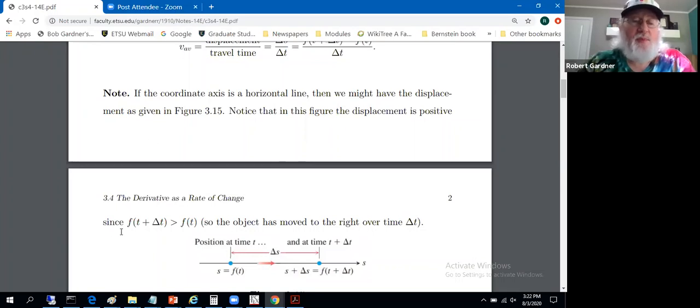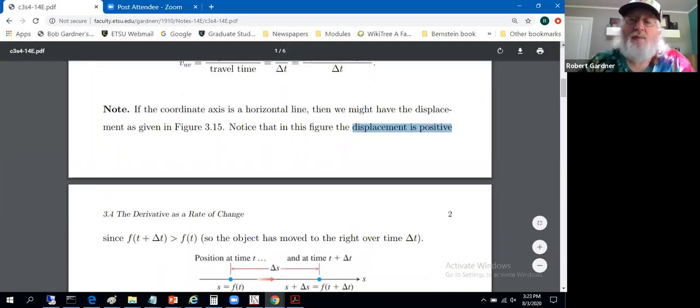Displacement is positive since at time t we have the particle located here, the object located here. At time t plus delta t, delta time units later, the object is over here. So it has a net movement from the left to the right. It's moved in the positive direction. The displacement is positive, where we've defined the displacement to be the numerator and what we had above.